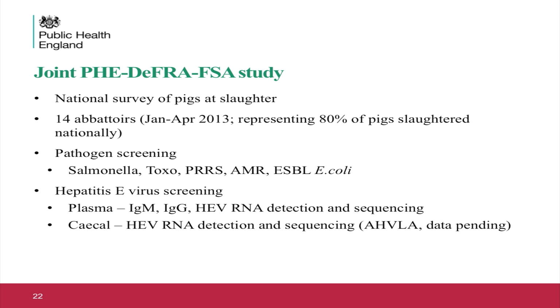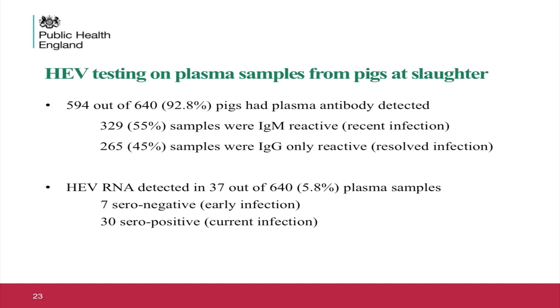So a number of pathogens were looked for. Our role was to look at hepatitis E, and we were looking in plasma. We looked at antibody, RNA, and also did some sequencing. So the antibody testing actually showed that about 93% of our pigs are antibody positive. And I think this is what we would have expected. We know usually pigs have a high seroprevalence rate.